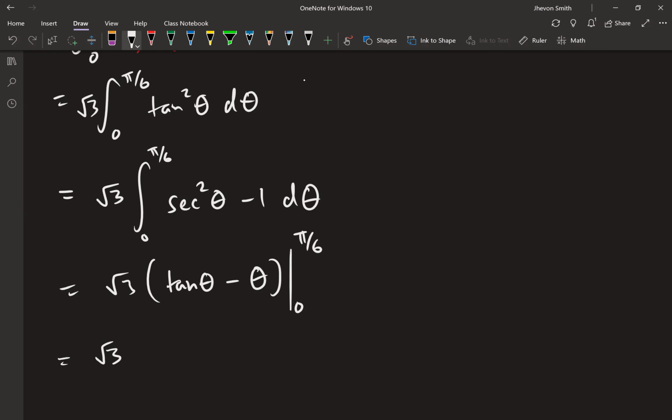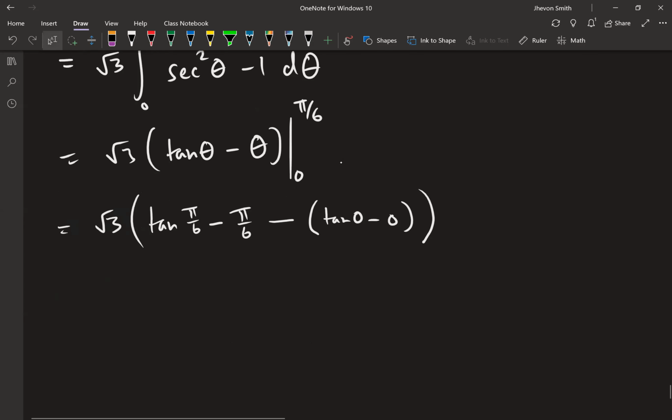So by the fundamental theorem of calculus, this is going to be tangent of pi over 6 minus pi over 6, minus tangent of 0 minus 0. So what is tangent of pi over 6?